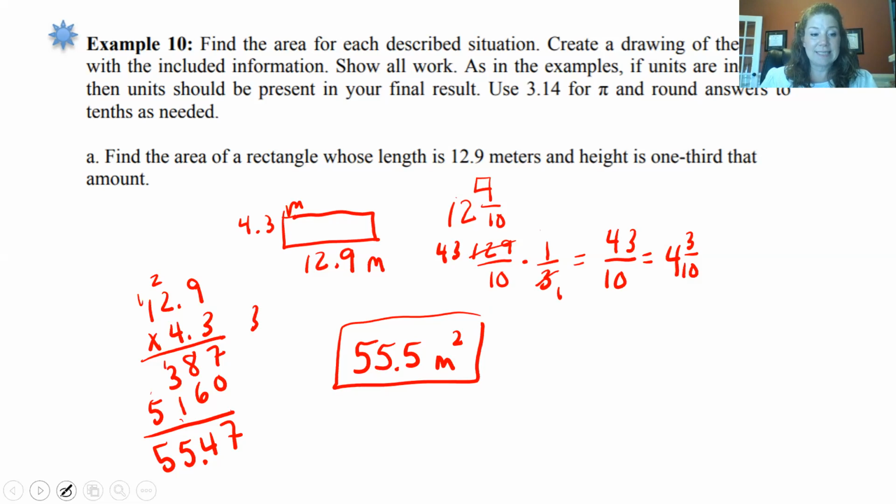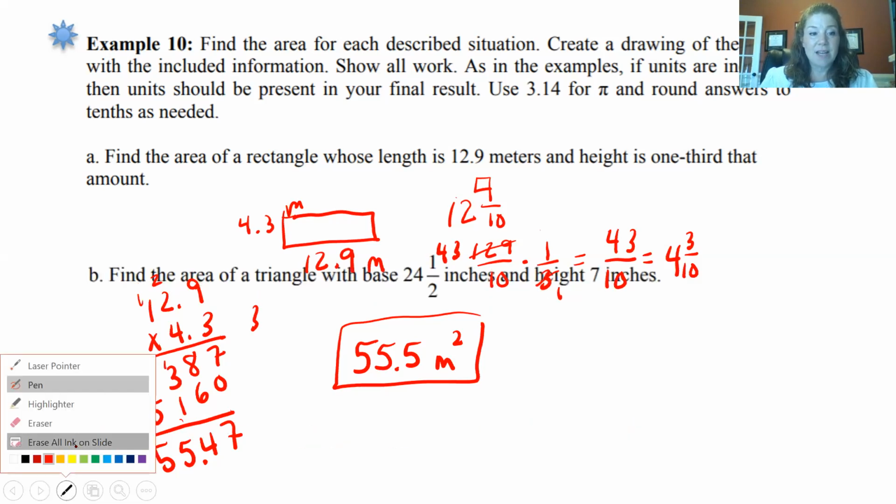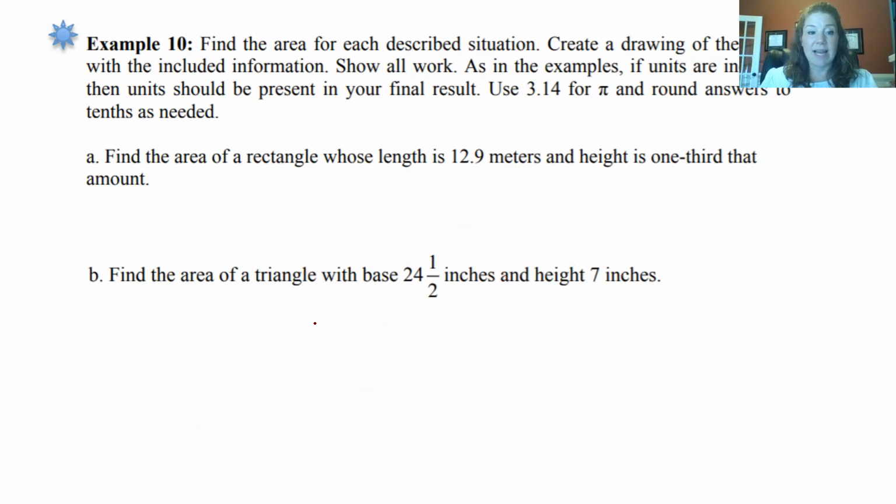All right, let me get rid of this. All right, part B, find the area of a triangle with base 24.5 inches and a height of 7 inches. So the base is 24.5, so I'm gonna write 24.5 because 1/2 is equal to 0.5, and 7 inches for a height.